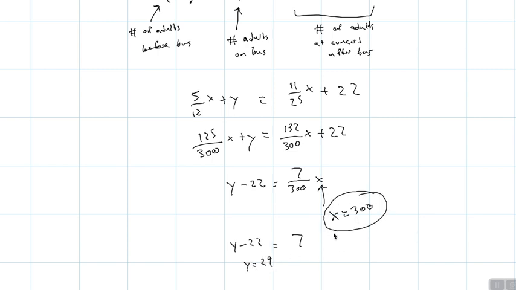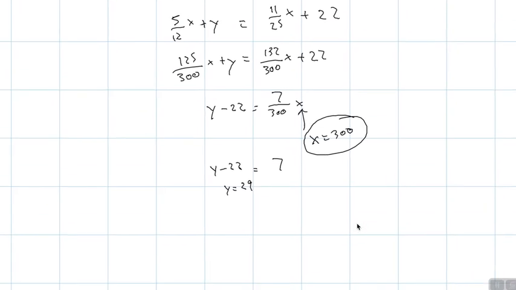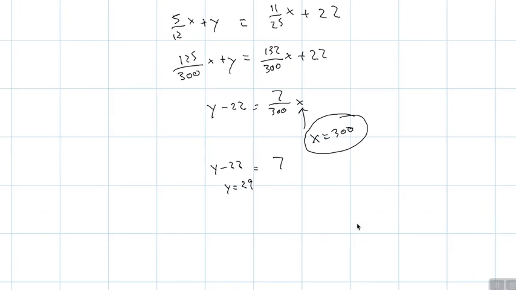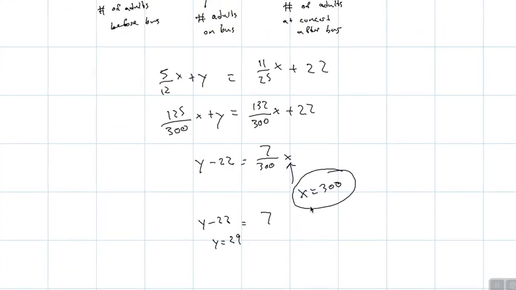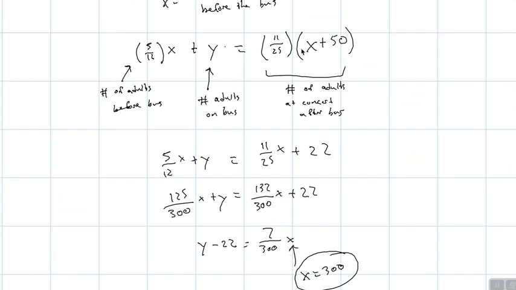So this X equals 300 should be the smallest value for X, which would therefore be the smallest number for the number of adults at the concert after the bus. So given that X equals 300, we want to find the number of adults at the concert after the bus. And that number is just this. And so we want to plug in X equals 300 into that.